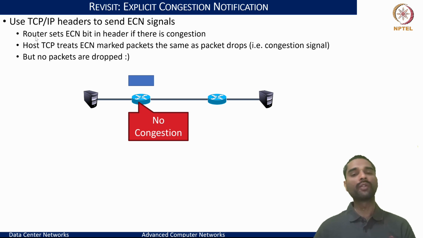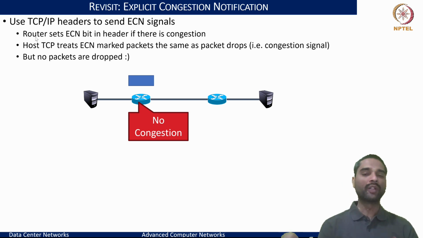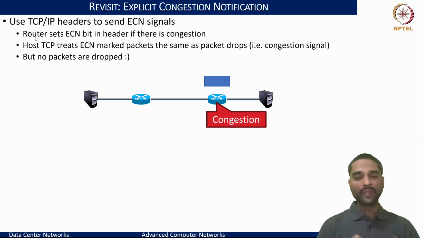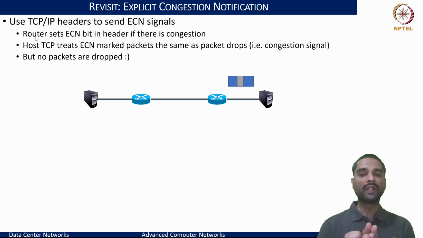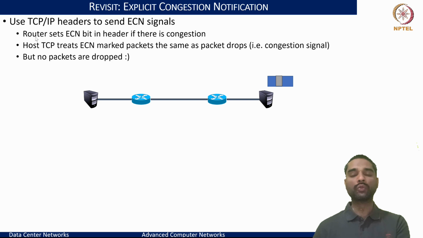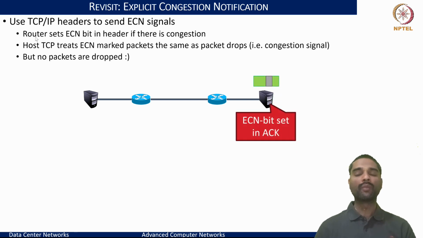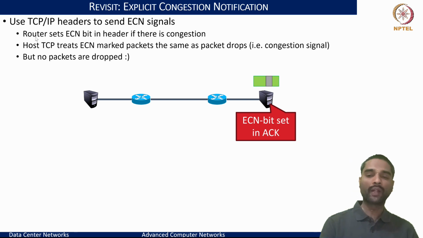And if there is no congestion, the router would send the packet unaltered without marking any of the bits. If there is congestion at a particular router, then it would mark the ECN bits in the IP header of the packets and then transmit it to the receiver. And once the receiver sees that the packets it received were marked with the ECN bits, it would send this information back in the acknowledgement packet that it sends to the sender.